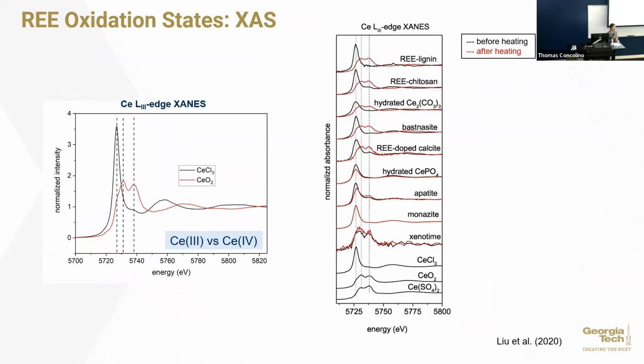So when we look at the REE oxidation state by bulk XAS in these reacted samples, what we found is, remember I mentioned that most of the REE exists in trivalent state, but cerium has another different oxidation state, cerium-4, and they do show very different spectral features. And we can look at our samples before and after the heating.